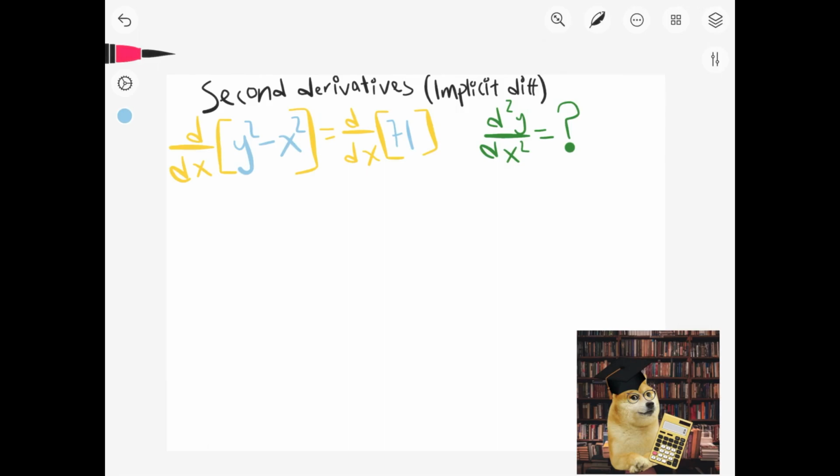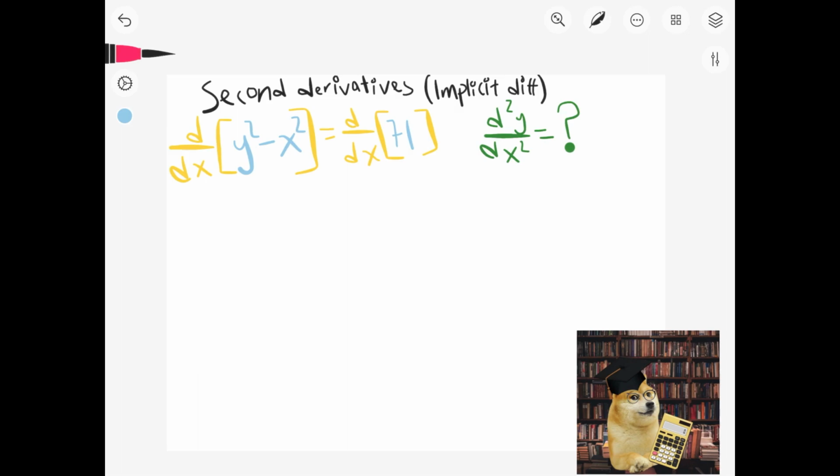Good morning, everybody. Today we are going to be learning how to find the second derivative of implicit equations. We have already been working out in this server what second derivatives are and what implicit differentiation is. So now we are going to mash these two concepts together in order to solve the next problem.